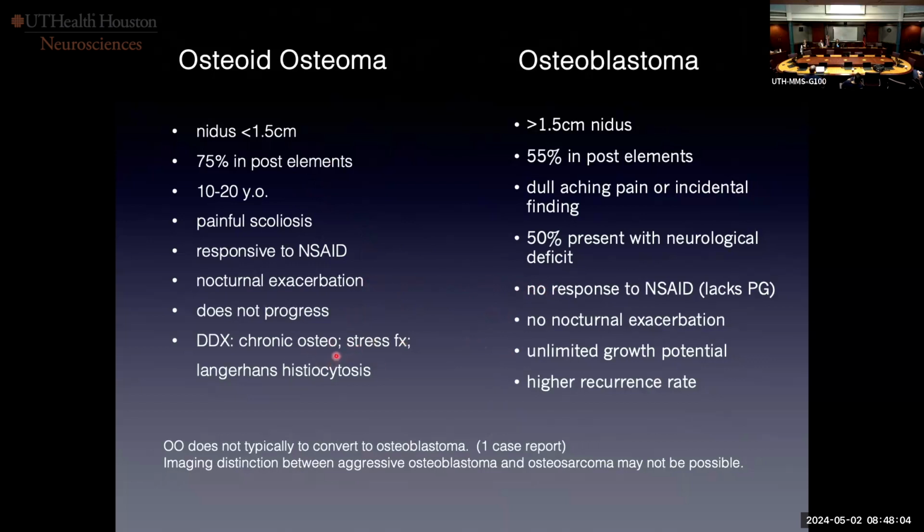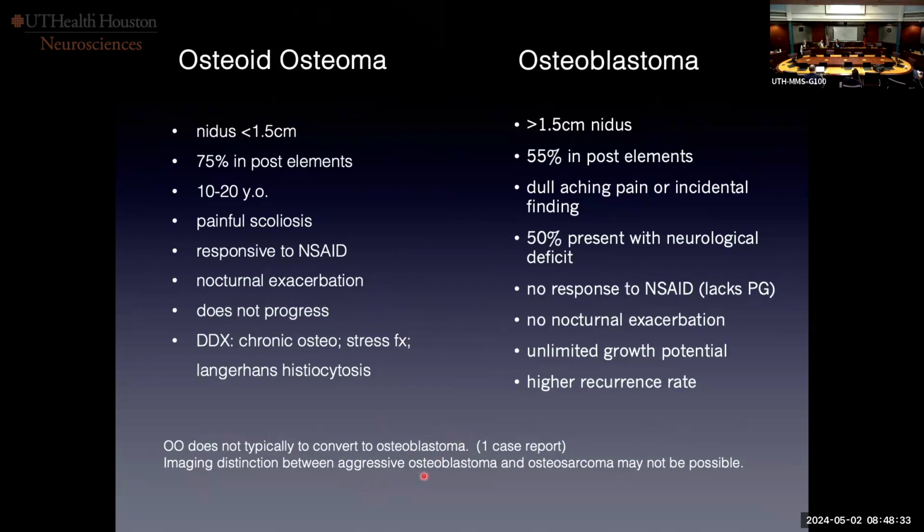And then here I put down a differential diagnosis for you, even though when you see this, there's virtually no differential diagnosis. I used to say osteoid osteoma does not convert to osteoblastoma, period. And then they came out with one case report. So usually not, but don't think of these as being on a growth continuum. That is rare. That's like a case report. And finally, imaging distinction between aggressive osteoblastoma and osteosarcoma may not be possible.